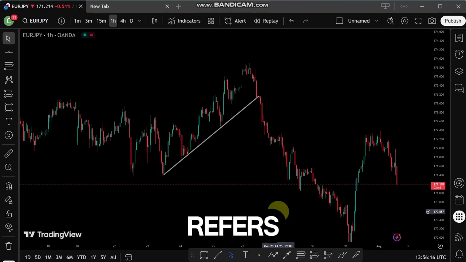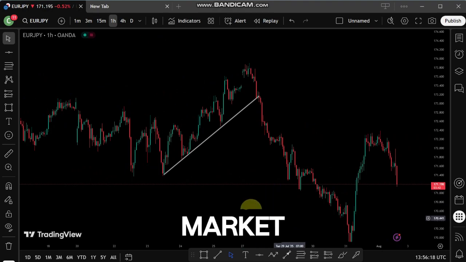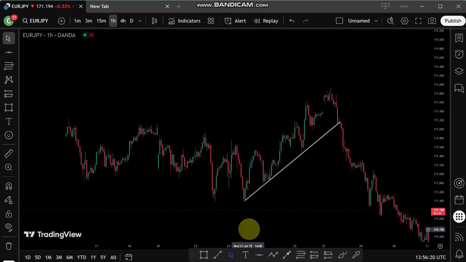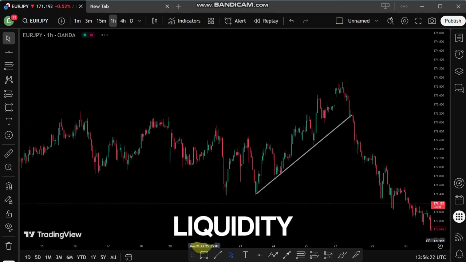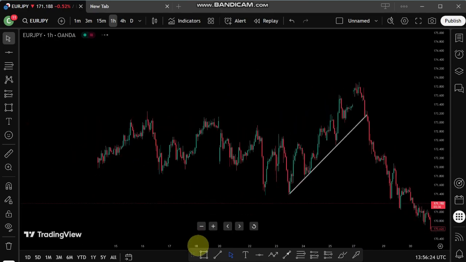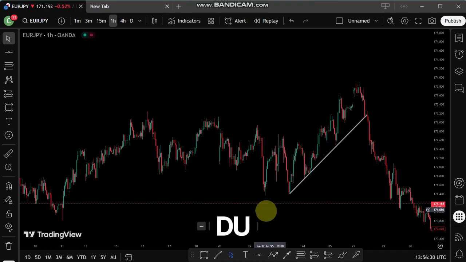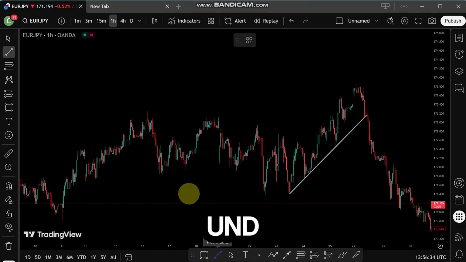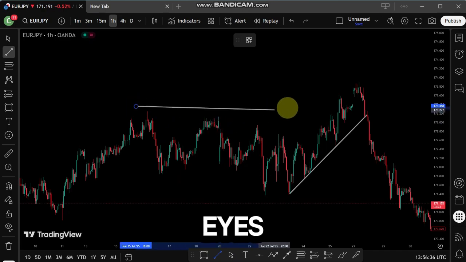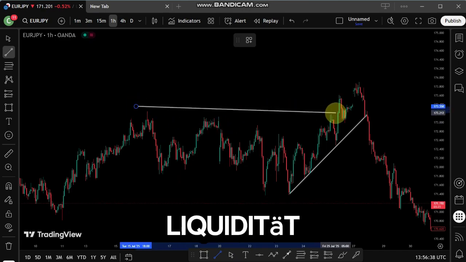Liquidity simply refers to money in the market. And if you don't know what liquidity is and how to define it, you can become the liquidity, you can get liquidated. So just like I said, liquidity simply refers to money in the market, and it is found in areas of equal highs or equal lows.